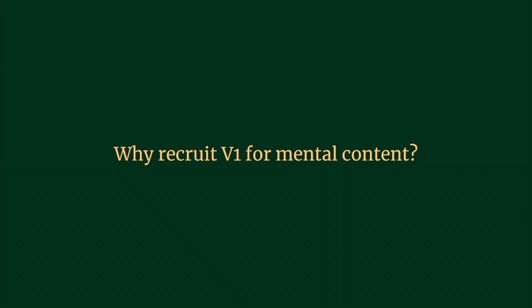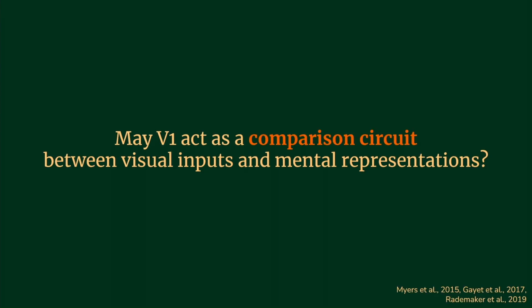And one way of thinking about this is, well, visual input, of course, comes to us in a visual format. And if you have mental content in a visual format as well, then the V1 would be a very efficient site if you need to perform a high-precision comparison at the earliest possible opportunity. So we hypothesize that V1 acts as a sort of comparison circuit between visual inputs and mental representations.